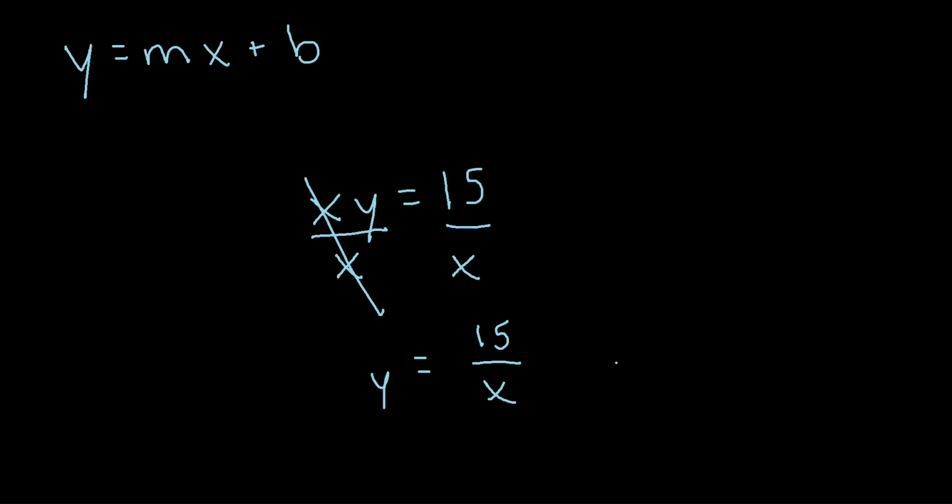Or if we really wanted to rewrite it, we could say y is equal to 15 x to the negative 1. And notice that this exponent is not equal to 1. So another dead giveaway that this is not a linear equation. So we'll say not linear.